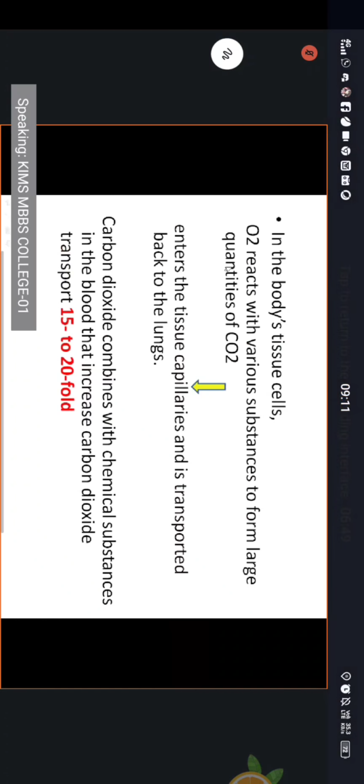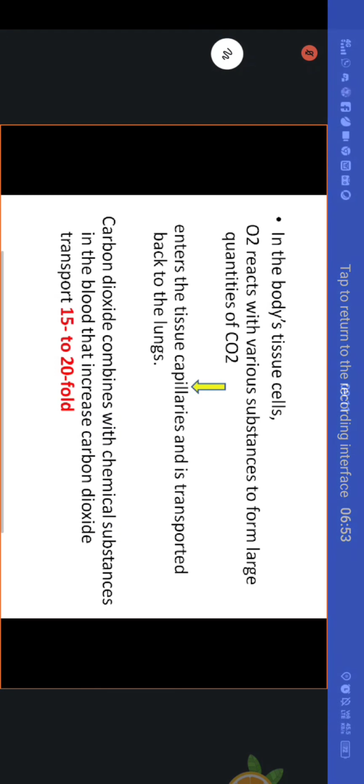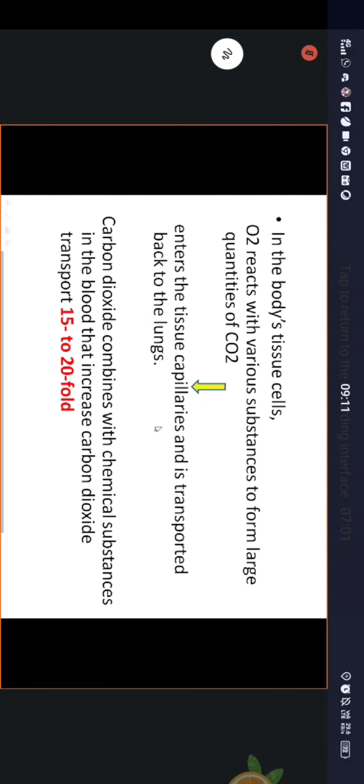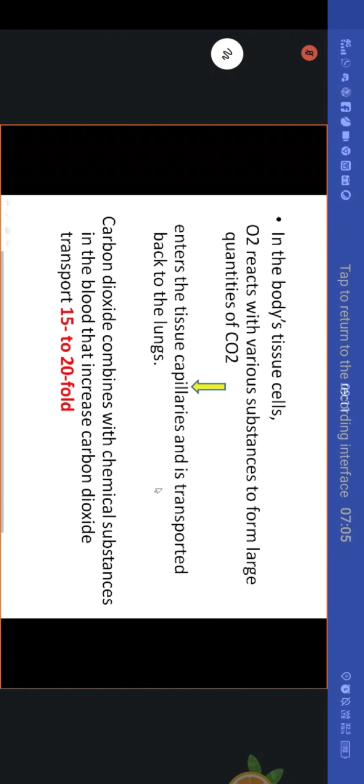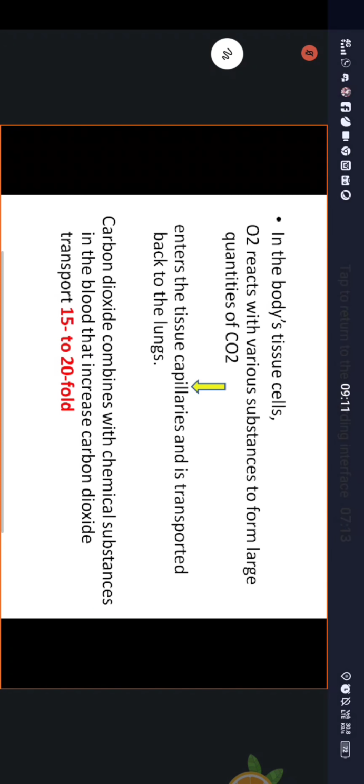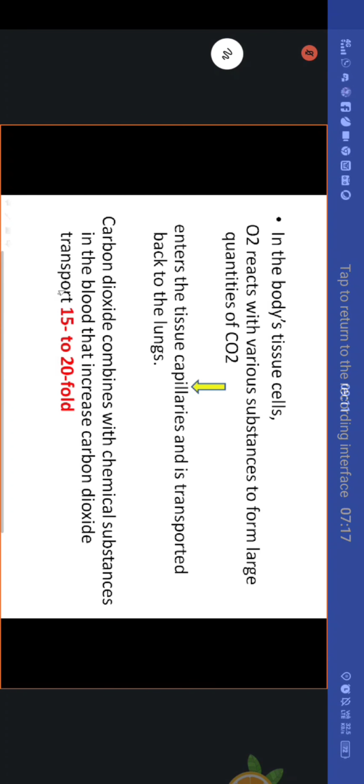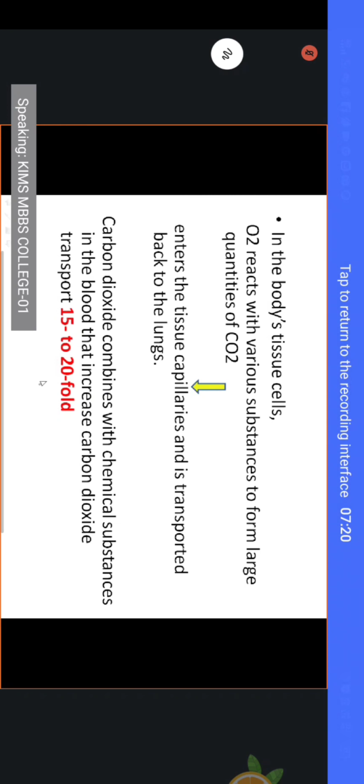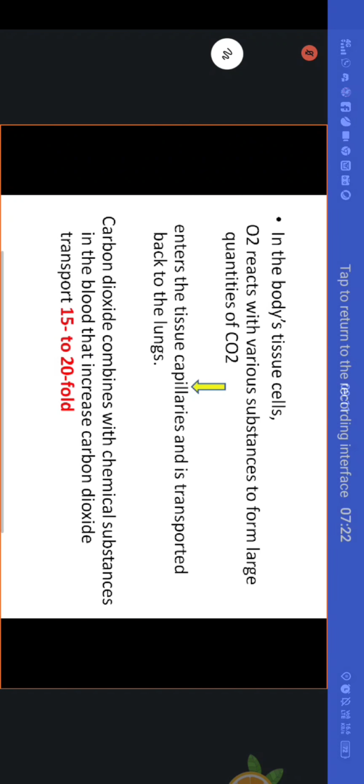So what will happen after transport? Oxygen reacts with various substances present in the tissues or cells and releases large amounts of CO2, which again has to reach the lungs for expiration. So it again enters the tissue capillaries and is transported back to the lungs. Carbon dioxide also combines with different substances and can be transported in 3 different forms. By this combined effect, it helps in increasing transport 15 to 20 times more.